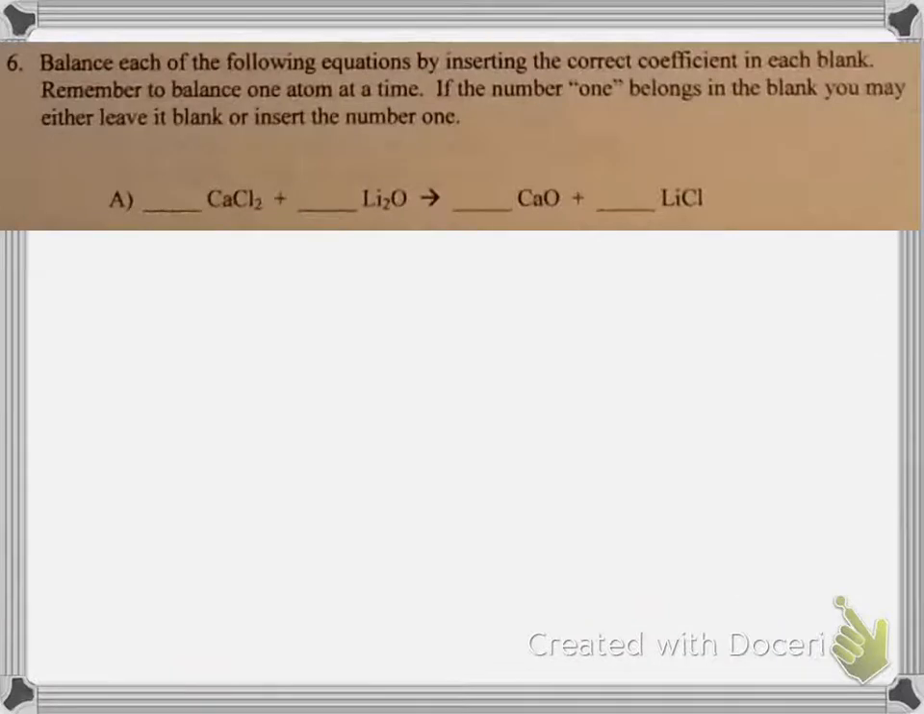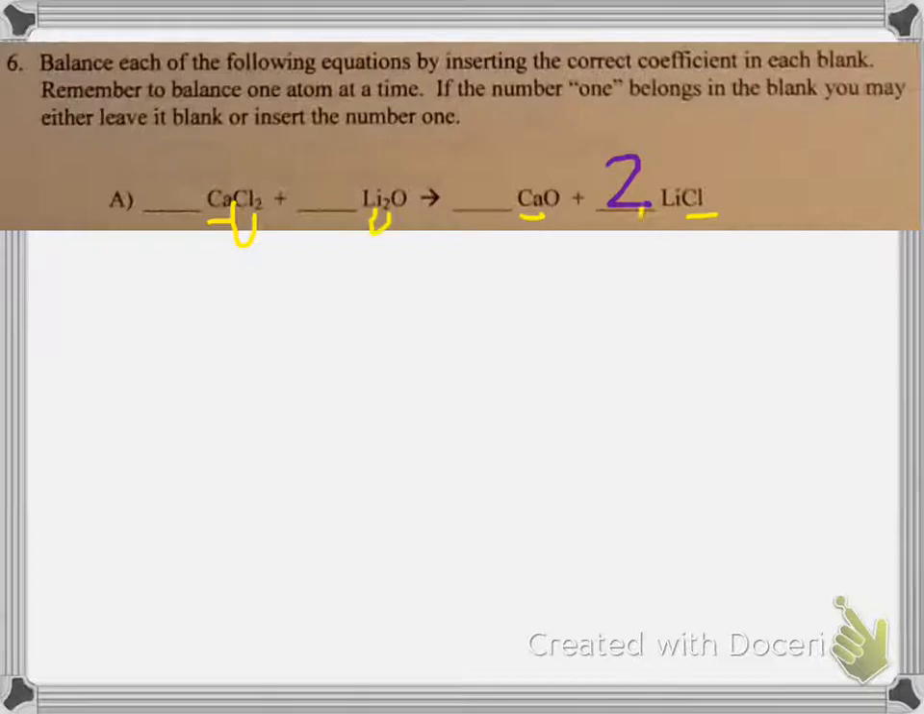Number 6, balance each of the following equations by inserting the correct coefficient in each blank. Remember to balance one atom at a time. If the number 1 belongs in the blank, you may either leave it blank or insert the number 1. I'm just going to leave it blank if it should be a number 1. So 1 calcium, that looks okay. 2 chlorines, and I have 1 chlorine, so I need a coefficient of 2 in front of lithium chloride.